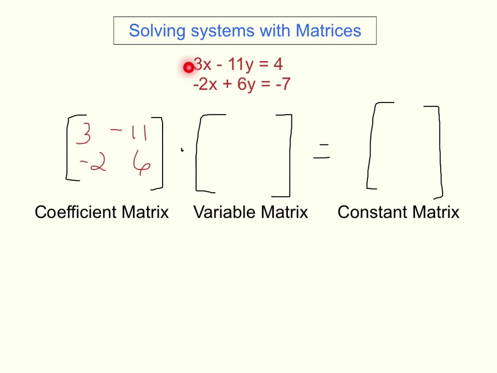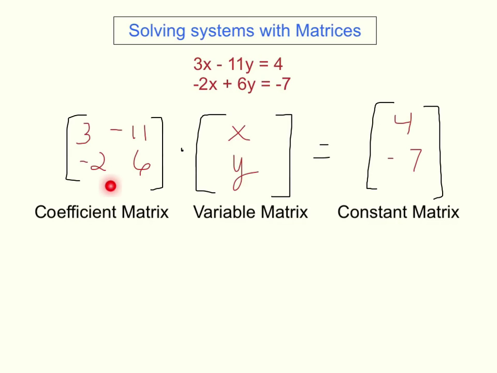If the y's were on the other side, it's going to mess up your matrix. Now the variable matrix is whatever the variables are. So we have an x and then we have a y. So it would be x, y. And then the constants are the numbers over here, 4 and -7. Now we're trying to find x and y. Okay, that's what the calculator is going to give us.